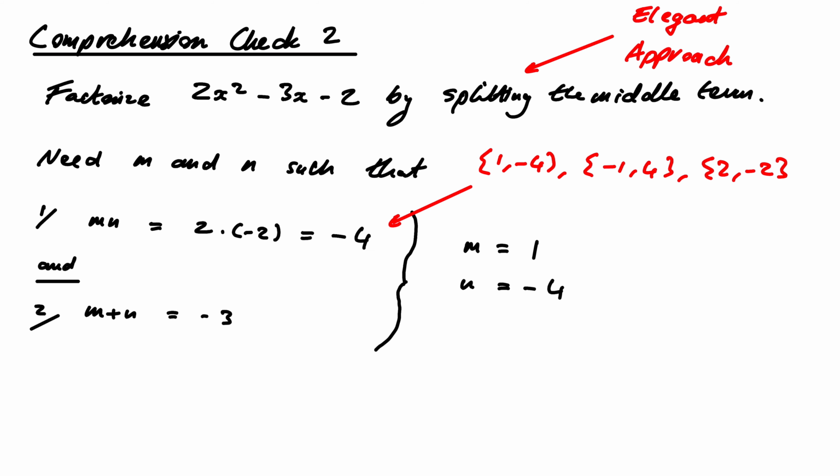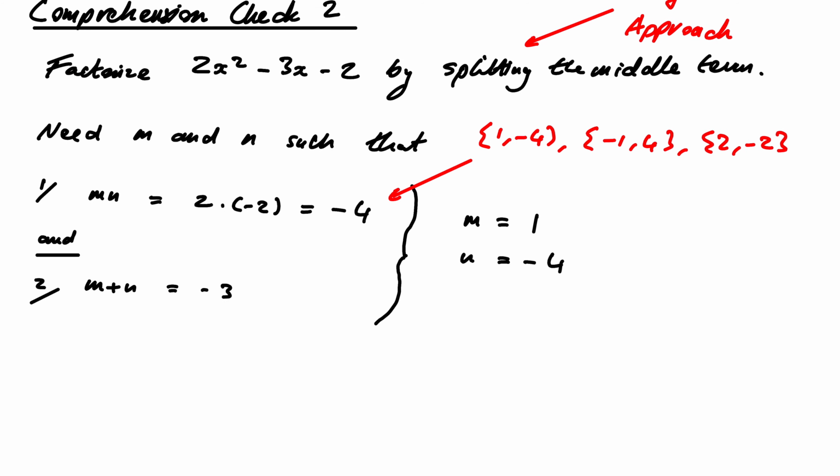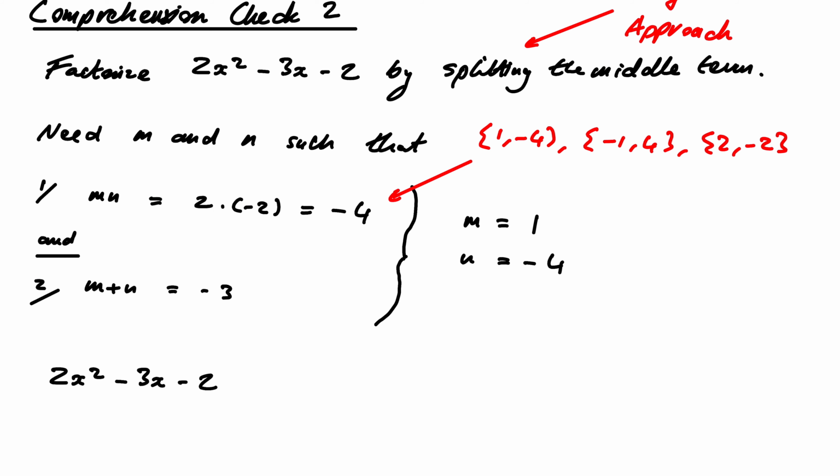So this is trial and error. This is the problem with this method: it could be very hard to spot this. This is why the systematic approach is something you should absolutely know in case this doesn't work. So then what do we do? I take my polynomial and rewrite the middle term as a sum and a difference, as m plus n. So this is going to be equal to 2x squared plus x minus 4x minus 2.